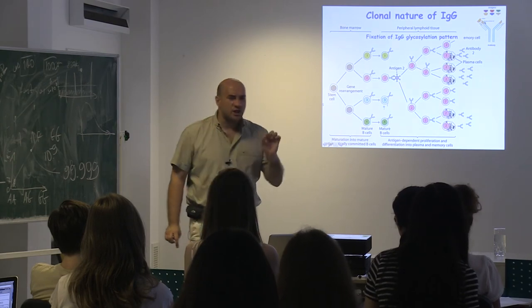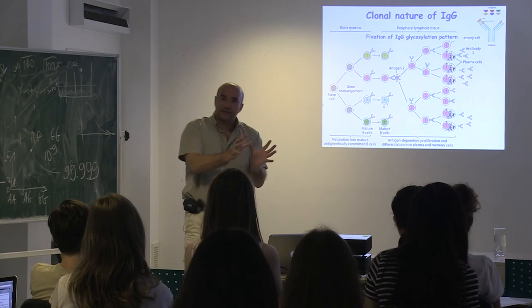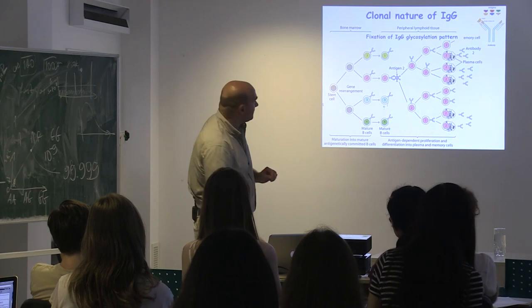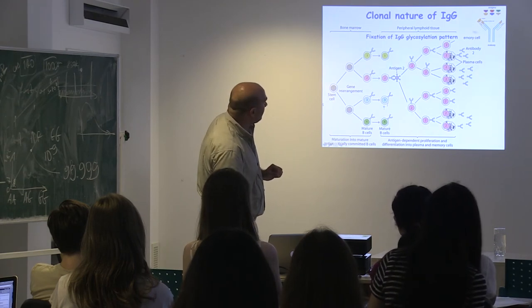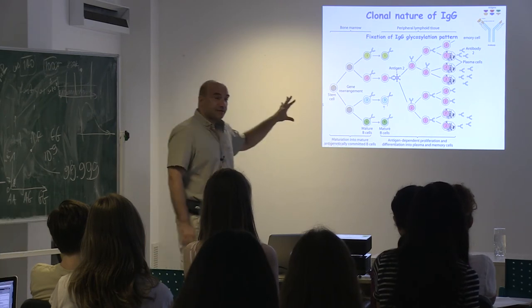And you really can't change it a lot. You can do some somatic mutations and fine-tune it to be a better antibody, but this is defined. So the specificity of your antibody is defined more or less for a lifetime. And this is happening early in life.